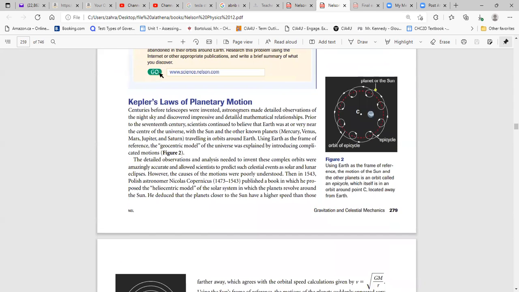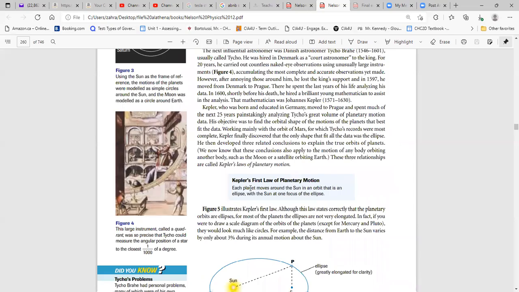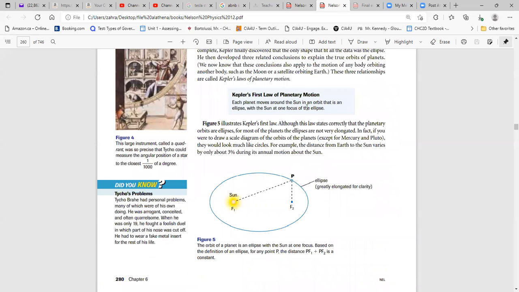Now, Kepler's laws of planetary motion. The first law says that the planets move around the sun in an orbit that is an ellipse, with the sun at one of the foci. So this is an ellipse, and any ellipse has 2 foci. We call them F1 and F2, right? The sun is located at one of these foci, and as you see, the planet is going around the sun in this elliptical shape.